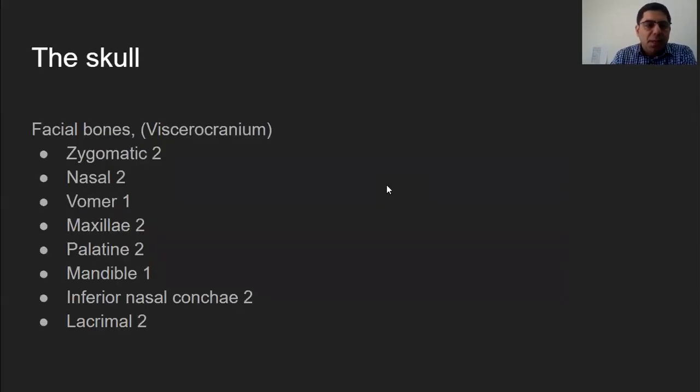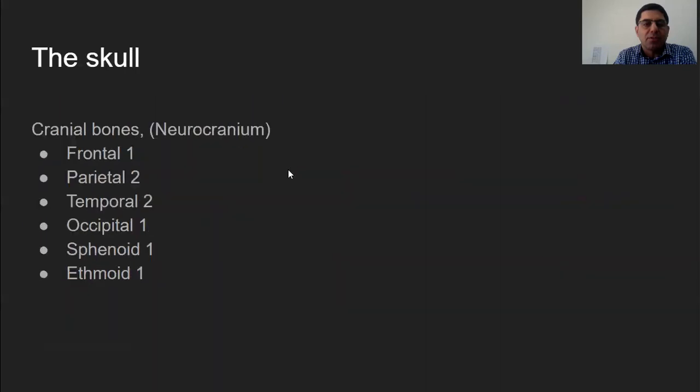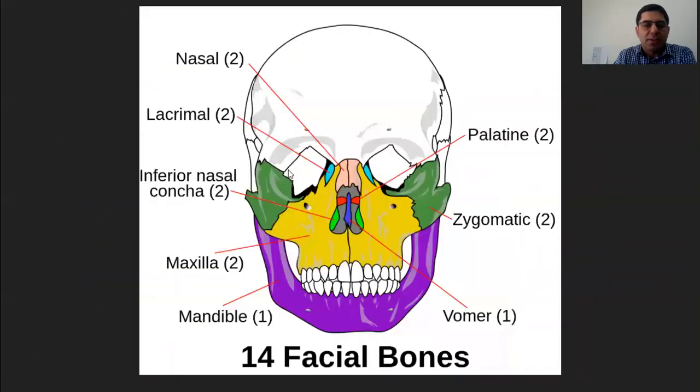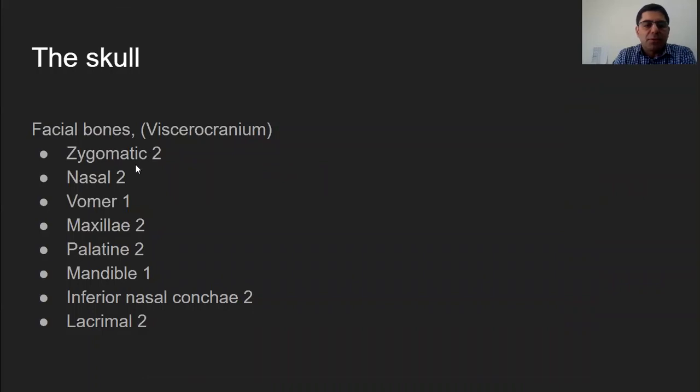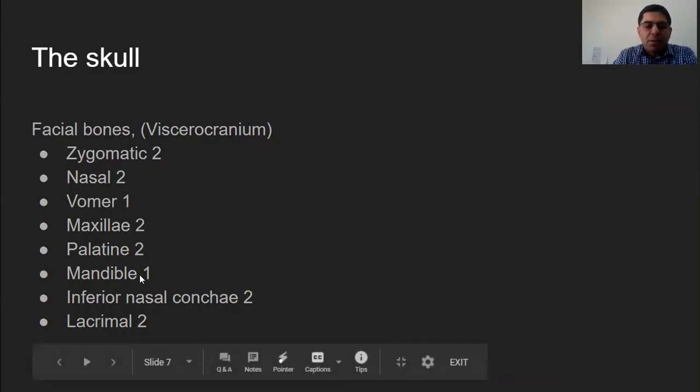And then we have the viscerocranium, which is the bones of the facial part of the skeleton, the facial skeleton. So the other one was neurocranium, and this is viscerocranium. And we have two zygomatic bones, two nasal bones, one vomer, which is around the nasal septum, two maxillae, two bones of the maxilla, although we have one maxilla, it is consistent of two. And then you have also two palatal bones posterior to the maxilla, and one mandible, two inferior nasal conchae as bones, and two lacrimal bones.